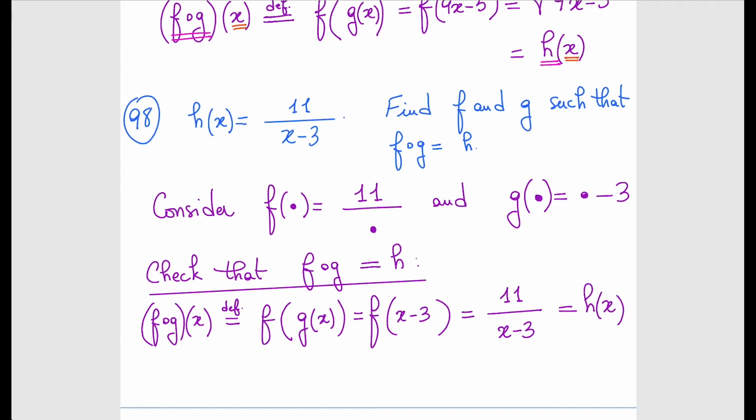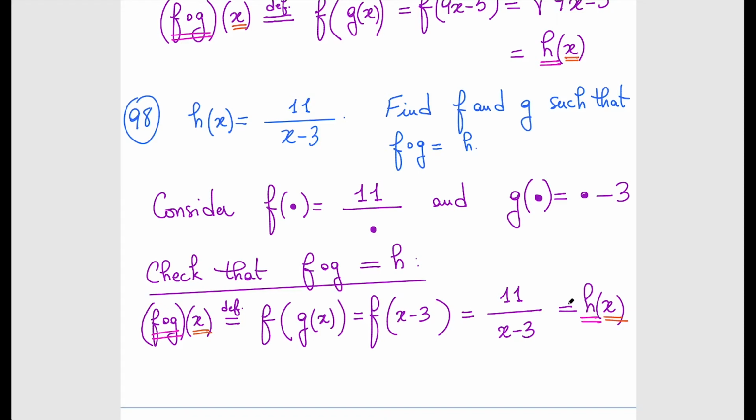And then, since this happens no matter what x is, so no matter what x you send in the composite function f composed with g, and you send it to h, the outputs are the same. Therefore, you may infer that my choices are correct, and as such, the composite function f composed with g is equal to h.